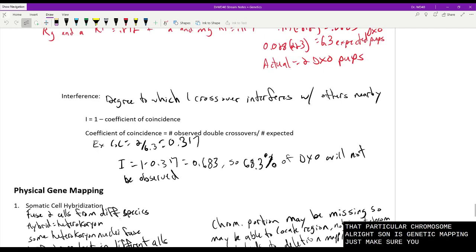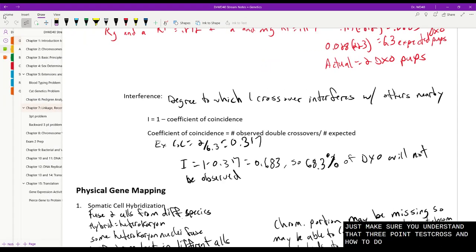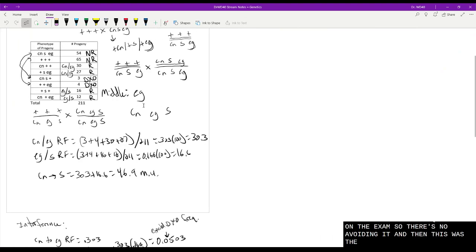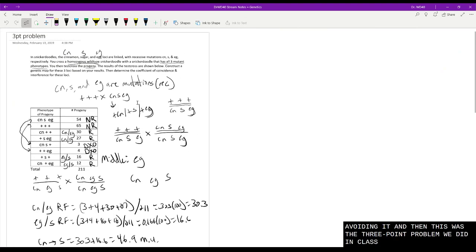Just make sure you understand that three-point test cross and how to do it. I'll tell you, it's the first question on the exam. So there's no avoiding it. And then this was the three-point problem we did in class here. I also put blank copies of this on the files section of Canvas, so you should be able to access them there. That should be listed under handouts, and I categorized it under exam 2.